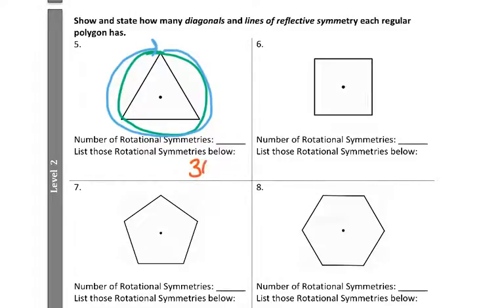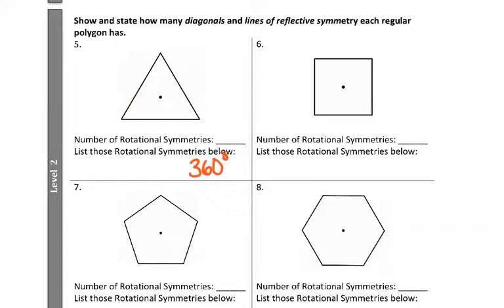Every single shape, you can turn any shape in the whole wide world 360 degrees and it will land on itself. It doesn't even matter what you rotate it around. You could rotate it around any point, and if you turn it 360 degrees, it's going to end up right back where it started. So that's a given on any of these shapes. That's awesome that we have that available to us, but we want to find more.